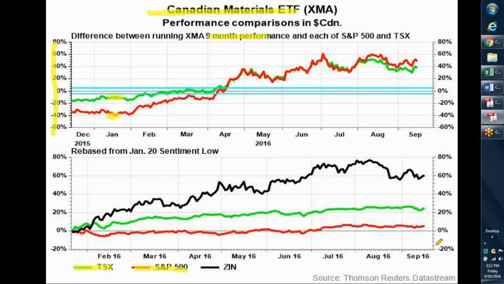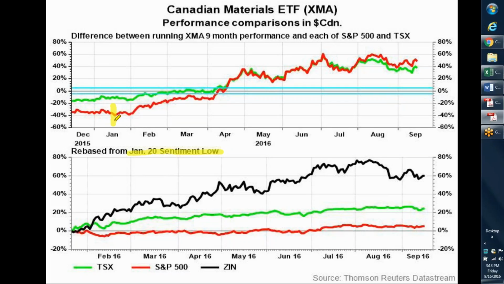Now, this chart below is different. The one above is a running 9-month performance, but this one down below here is actual price changes of these three things. And we measure from the last sentiment low, or the last stock market bottom. And the last stock market bottom in the Canadian market was January 20th, right in here. That's when everything made a correction low, and it had been going down for about a year.